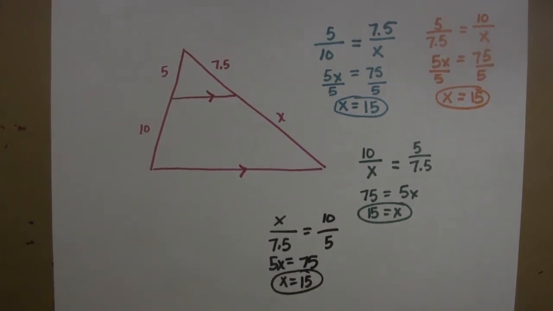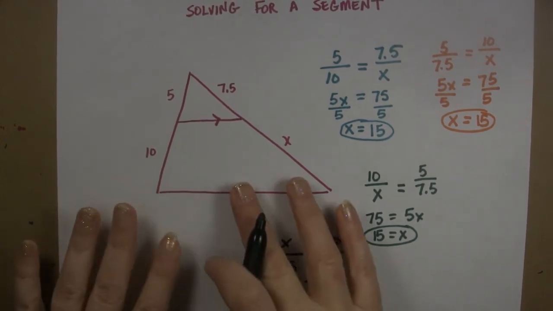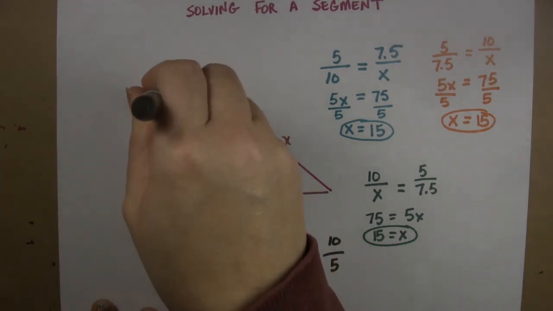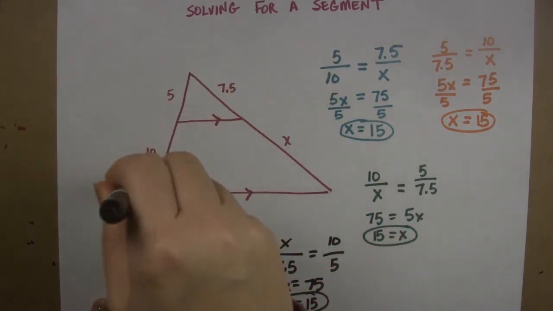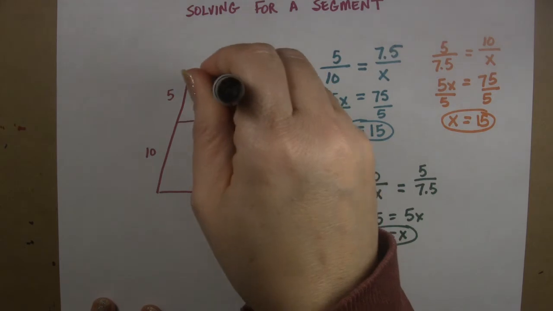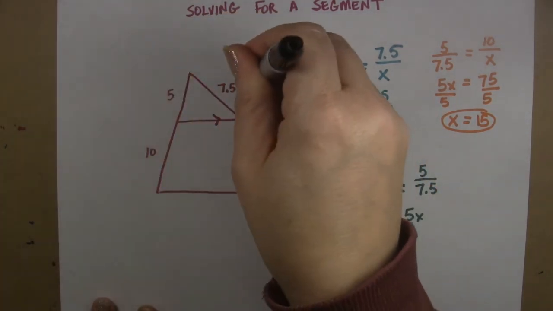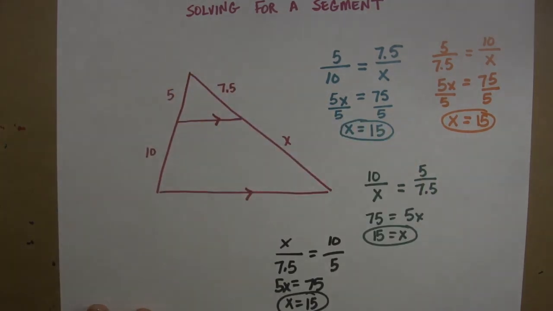So my point is that you're always going to get x equals 15 in this situation, so long as you are thoughtful when you set up your ratio. You can set it up however you want, but it should make sense. If you do top over bottom, then on the other equation you should do top over bottom. If you do top this side over top that side, then you should do bottom this side over bottom that side. So it should just make sense.